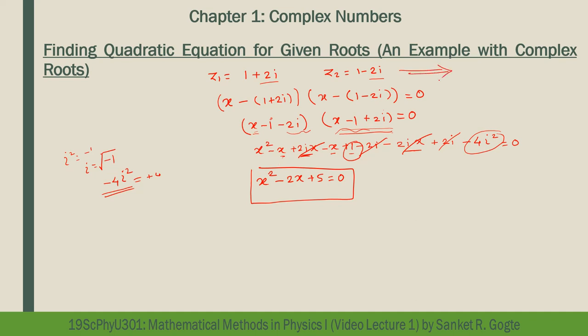As we already guessed, the coefficients of this quadratic equation are all real. a here is equal to 1, b is equal to minus 2 and c is equal to 5. So in this way you can find out the quadratic equation from the given roots, and that is true for real roots, and roots which are complex conjugates of each other, giving us a quadratic equation with real coefficients. And this is true in general also for any kind of roots. Given any roots, you can now find out the quadratic equation.